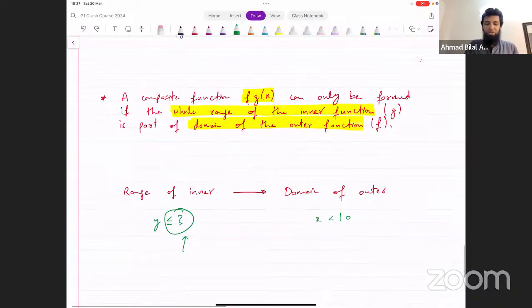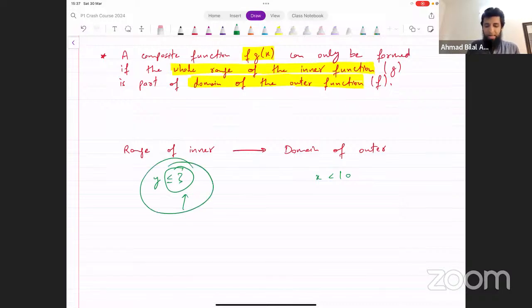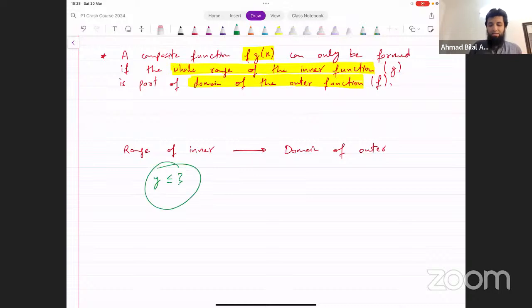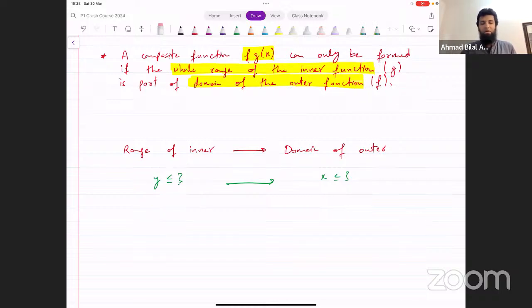So the condition is that the whole range of the inner function has to be part of the domain of the outer function. But mostly what's going to happen is, in the question that you get, if the range is y less than or equal to 3, you would basically say the domain of the outer function would also be at least x less than or equal to 3, right? At a minimum, it should be less than or equal to 3. If it's less than or equal to 2, for instance, that would not be acceptable, because then some values that the inner function is giving you cannot be input into the outer function, and that will be a problem.